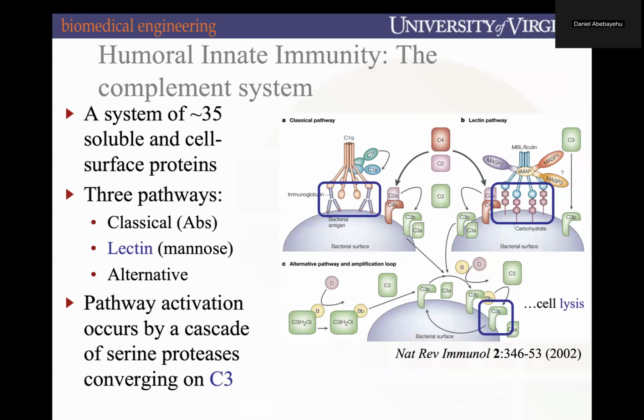When C3b binds to these two factors, we have the formation of another C3 convertase. So the C3 convertase in the alternative pathway is C3b with these two factors that lead to the cleaving of C3 and production of C3b on the surface there.